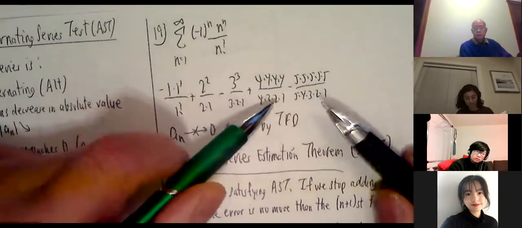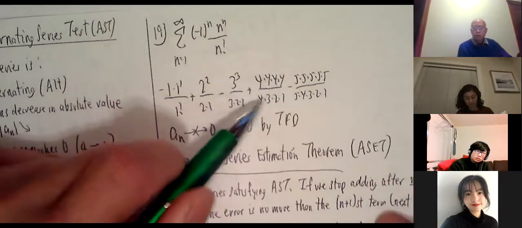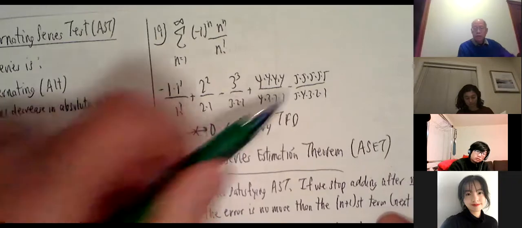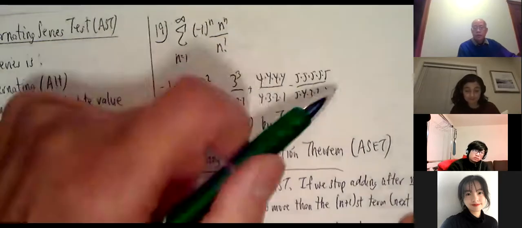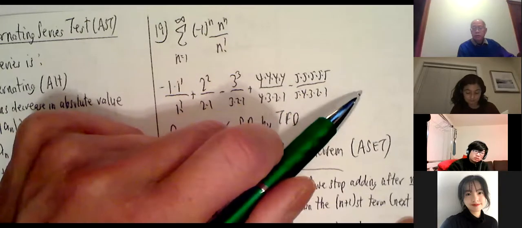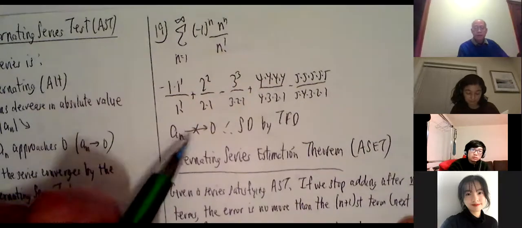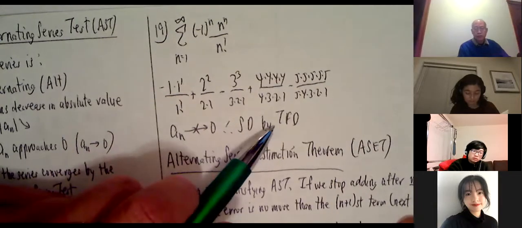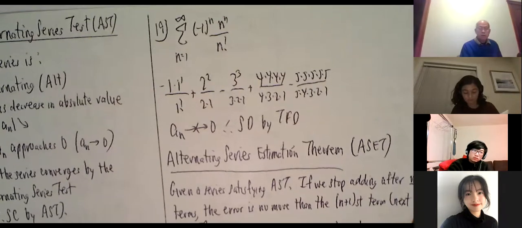Let's go from here to here. Okay. Which is bigger, the top or the bottom? 4, 4, 4, 4, 4, 3, 2, 1. These are the same. This is bigger. So the top is bigger, right? The top wins. 5, 5, 5, 5, 5 is definitely bigger than 5, 4, 3, 2, 1. Next one, we'll have 6 sixes over 6, 5, 4, 3, 2, 1. So we're definitely not approaching 0. Right? a sub n does not approach 0. Therefore, the series diverges by the test for divergence. Okay. So that's that one.